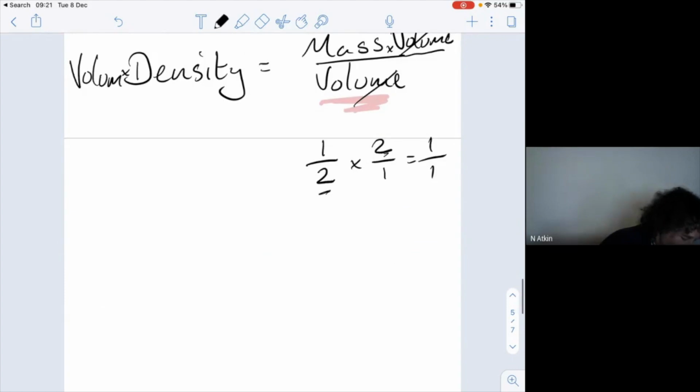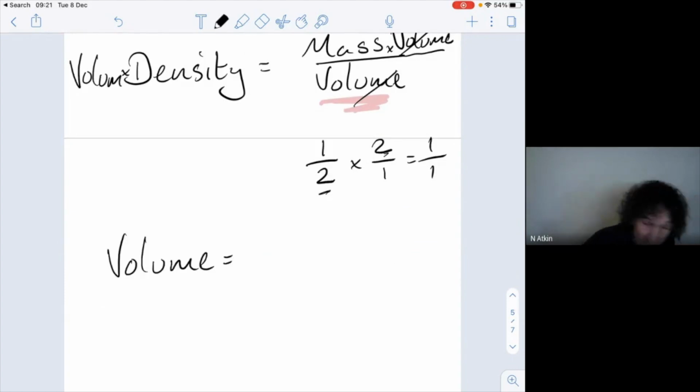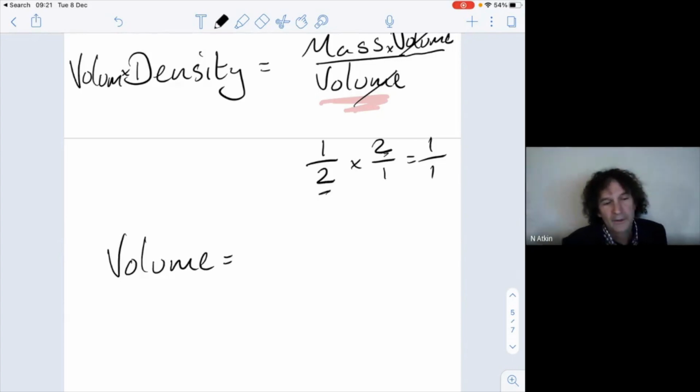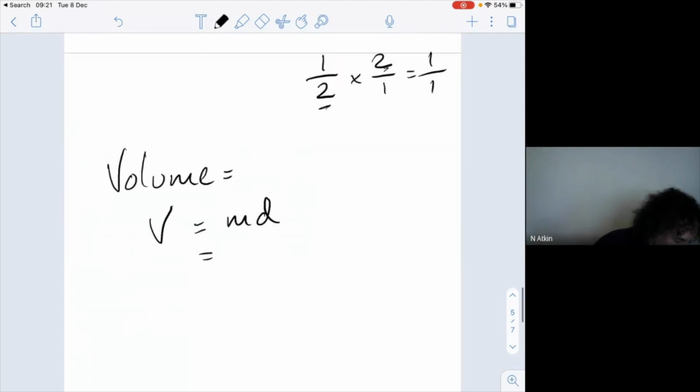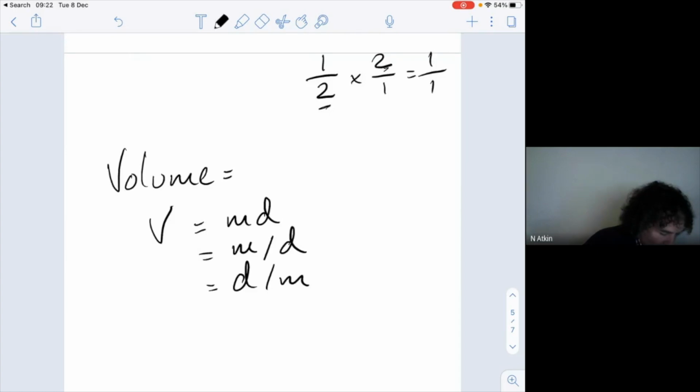So what does volume equal? Get yourselves a pen or a pencil. Actually, no, you don't need to. You can do this in chat. Tell me what volume equals. Let's call density D for now. Does V equal MD? Does V equal M over D? Does it equal D over M?